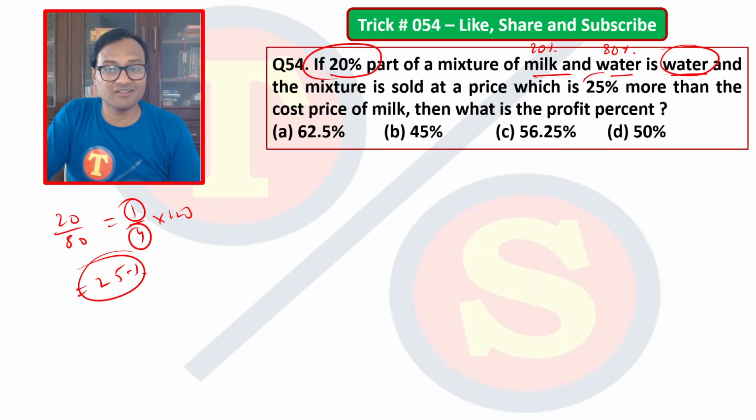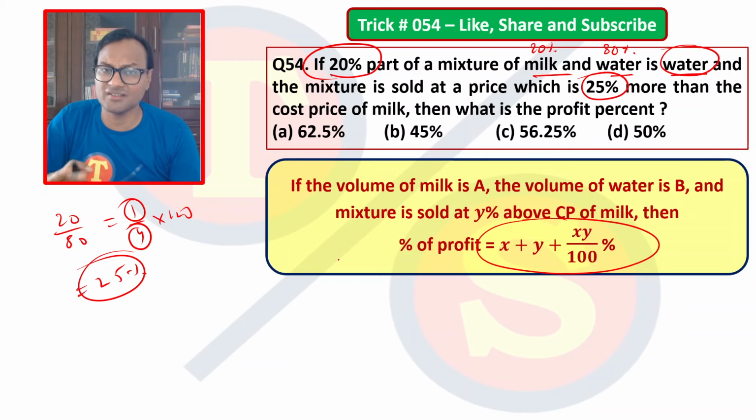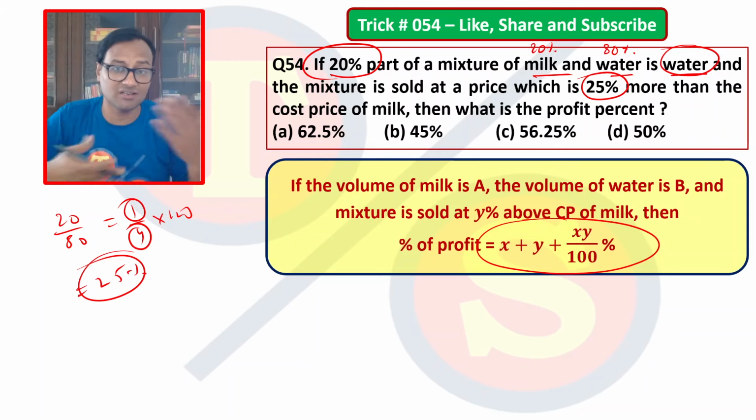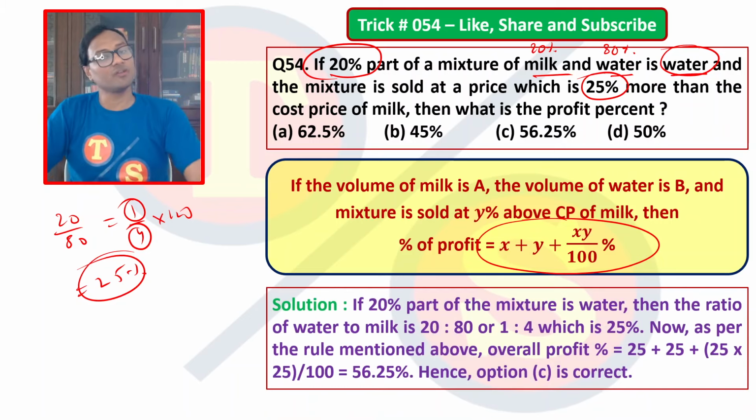Now if I say that the mixture is sold at a price which is 25% more than the cost price of milk, then what is the profit percent? So then we will apply the formula of successive percentage change. Again the same logic, two profits are happening and they are happening one after the other, means the concept of successive percentage change is applicable over here.